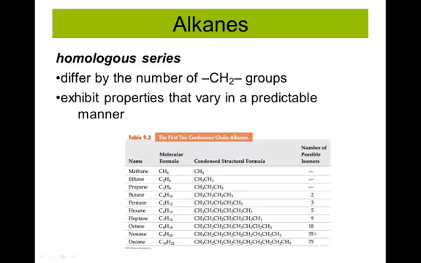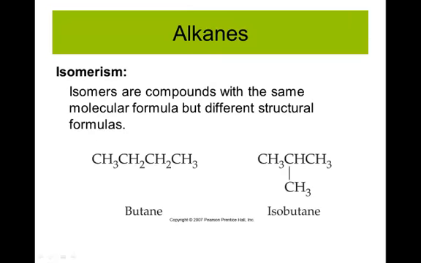And the more carbons that you have, the more isomers that are possible. So an isomer is a compound that has the same number of carbons and hydrogens, so the same number of each atom, but they have different arrangements. So this one, this is all in a line, so this is called a straight chain alkane.